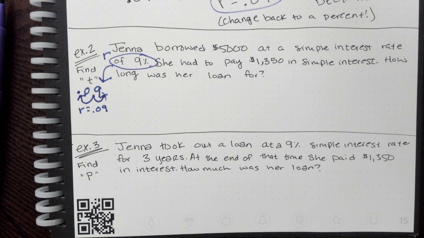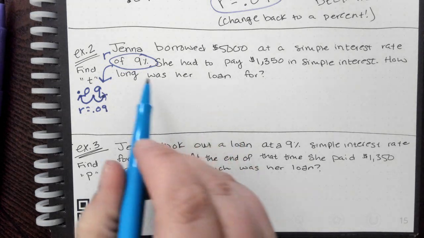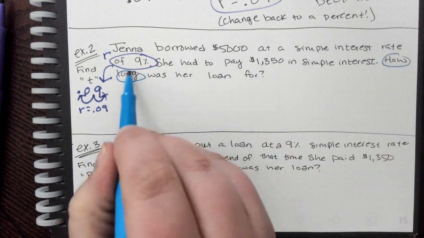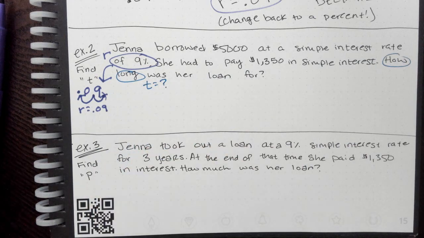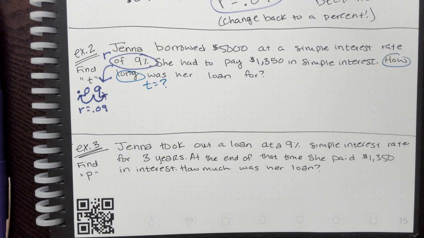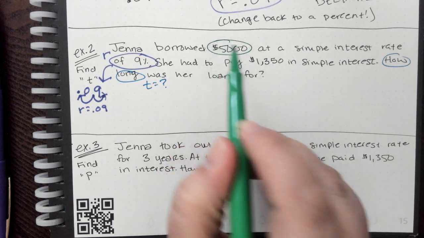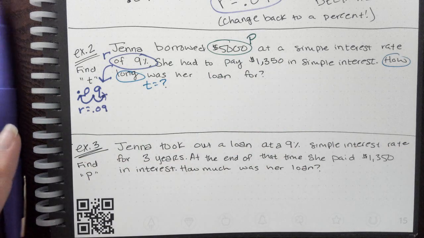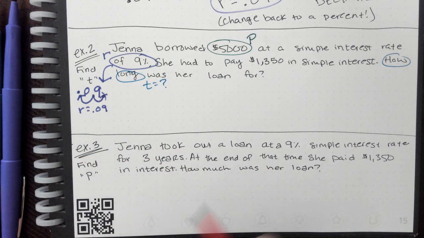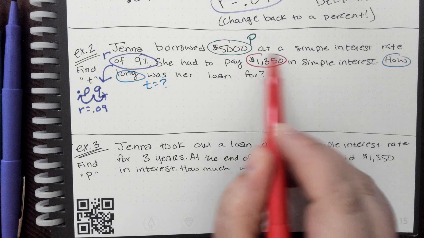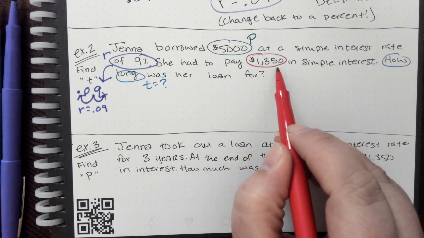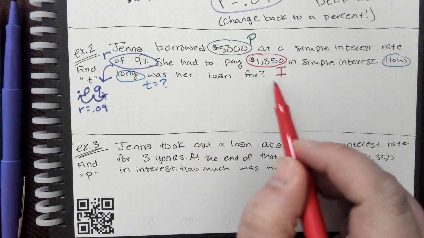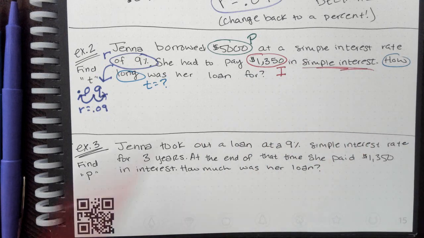Okay. We're looking for the time here. So that's where I put my question mark. We have borrowed $5,000, so that's the original amount in our account, which means that's the principal. And then at the end, we're paying an extra $1,350. Since that's the extra stuff, it's the interest, the amount of interest, and that tells you that right there as well.